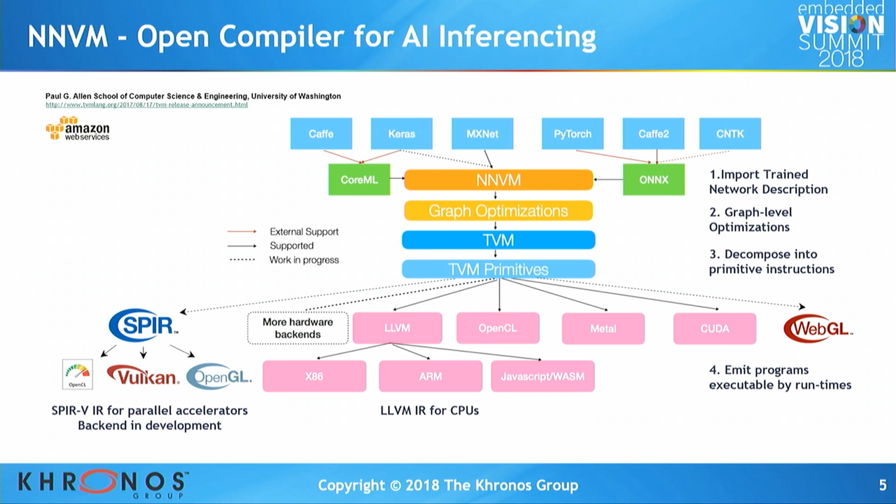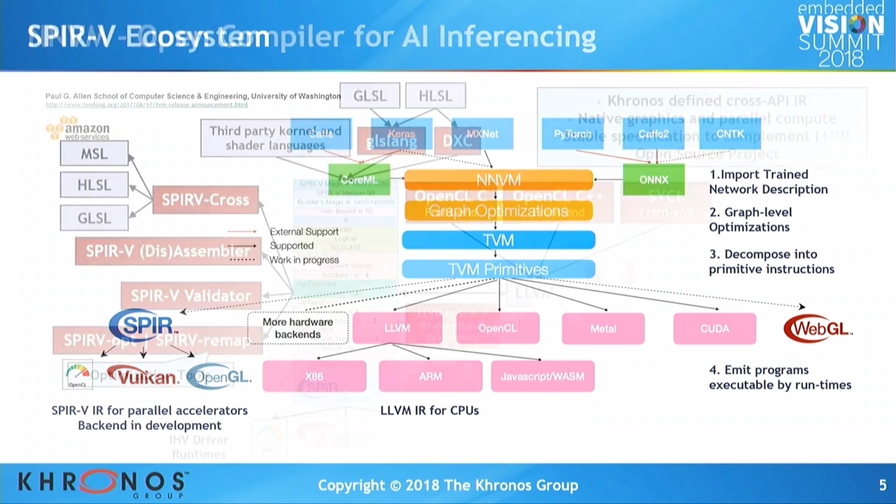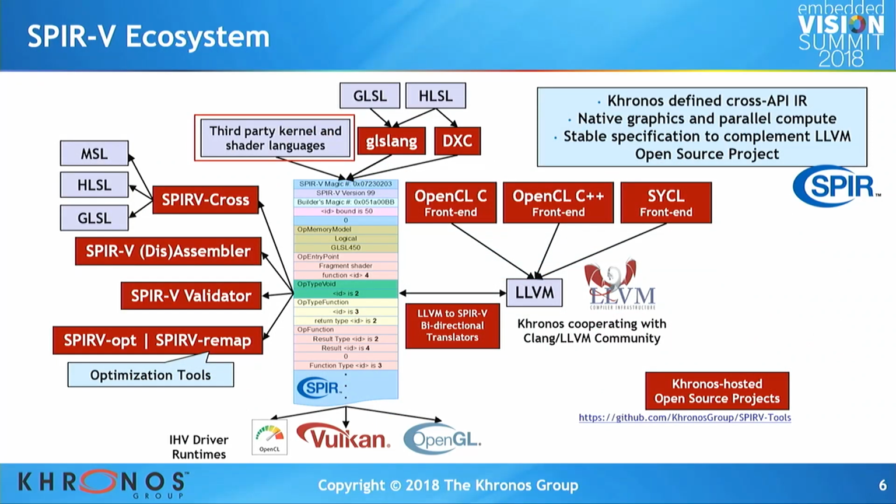So I just want to take a moment to talk about SPIR-V. We needed SPIR-V because we wanted an intermediate representation that had native support for graphics and native support for parallel processing. We love LLVM, and as I say, LLVM is used everywhere for CPU compilers. There's so much value in all the tools around LLVM. And we make sure that we can go backwards and forwards between SPIR-V and LLVM.